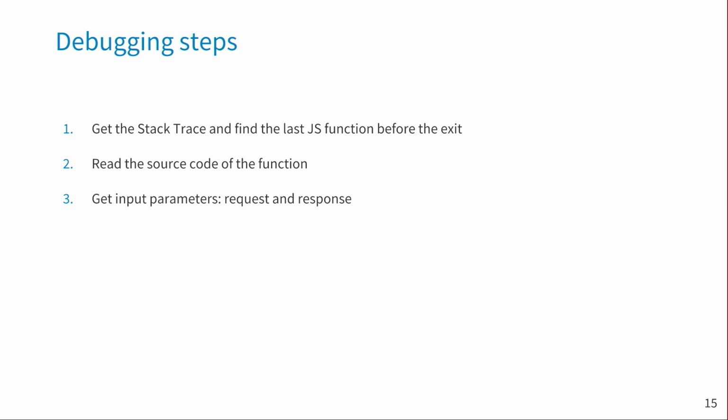So we need to get the StackTrace, find the last JavaScript function, read the source code of this function, and get the input parameters, request and response. So let's repeat it with the core dumps.